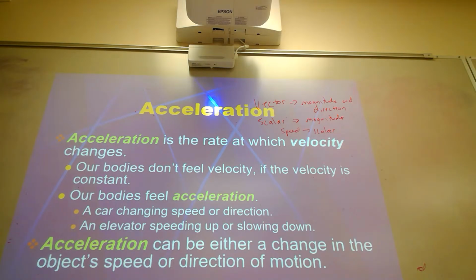So write that down. Acceleration is the rate at which velocity changes. Acceleration can be either a change in the object's speed or direction of motion. Just like we just said, it's the rate at which velocity changes. And we said velocity has magnitude and direction. Therefore, you don't have to write down all this stuff on the bodies, but you need to write down this. Acceleration is the rate at which velocity changes. Therefore, acceleration can be either a change in the object's speed or direction. Any change in velocity is an acceleration. So that would be speed or direction.